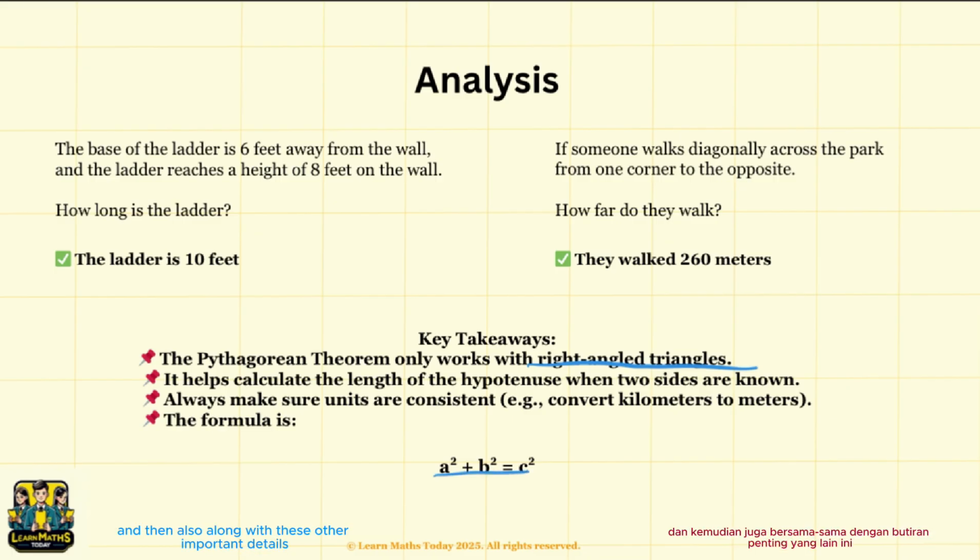Along with these other important details, you can use any combination of two sides to calculate your target side. It doesn't have to just be the opposite and adjacent, as long as it's two sides. You can use the hypotenuse and the adjacent. You can use the hypotenuse and the opposite, as long as you have two of the sides known with known values.